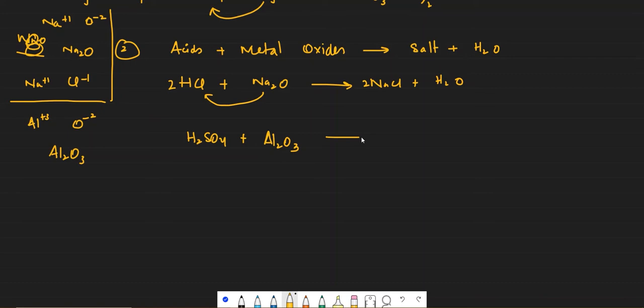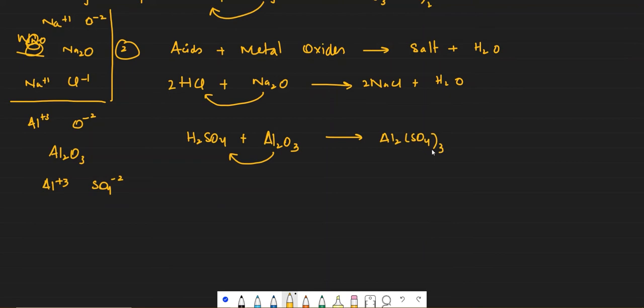And now, how would salt be formed? Aluminium will hit the negative ion of the acid. Aluminium has a plus 3 charge, sulfate has a minus 2 charge. So it becomes Al2(SO4)3.